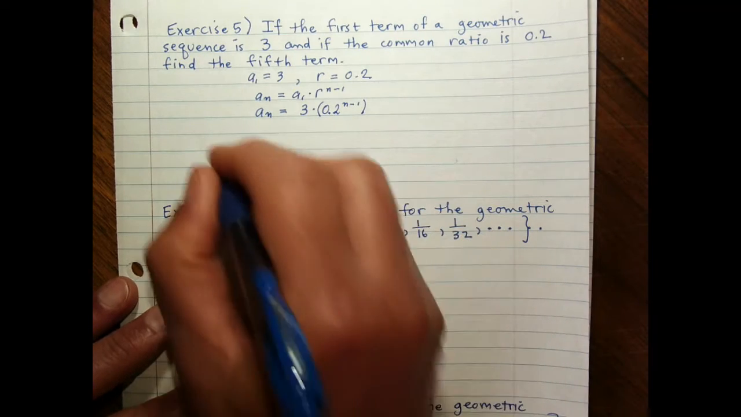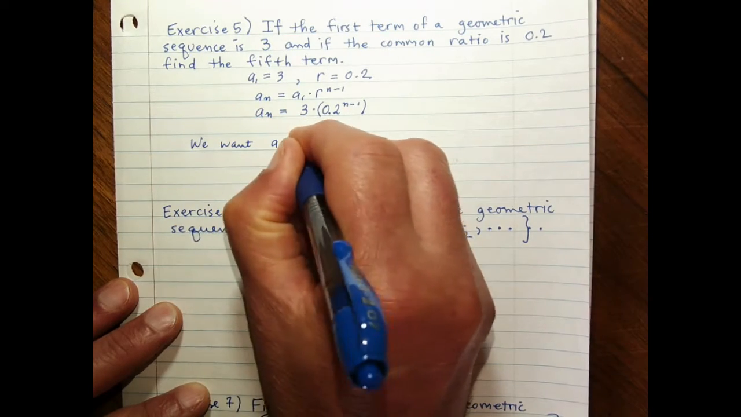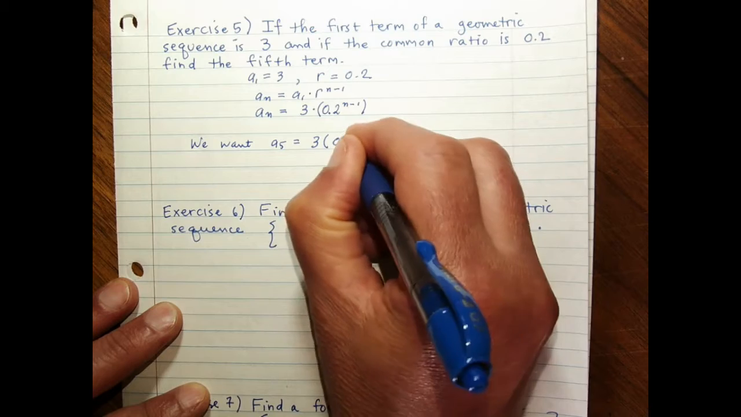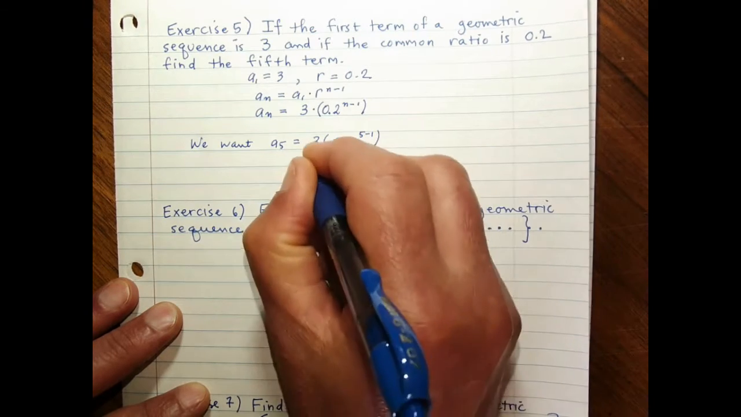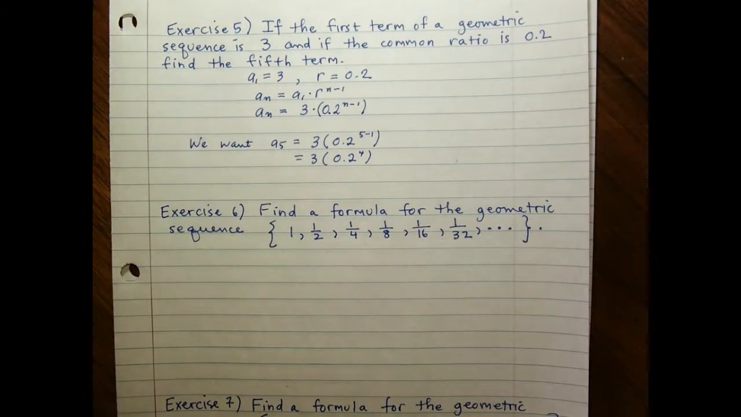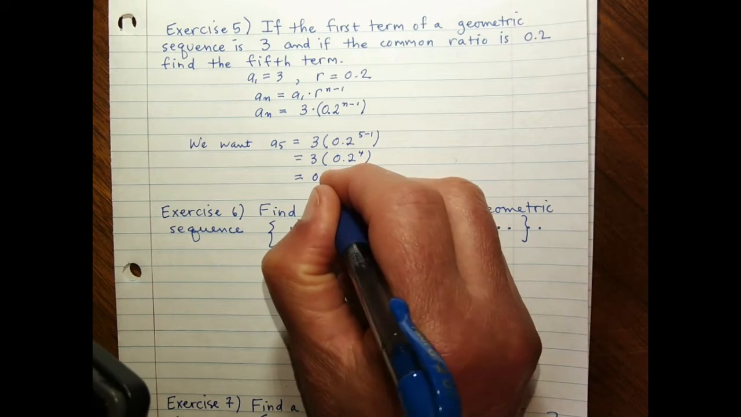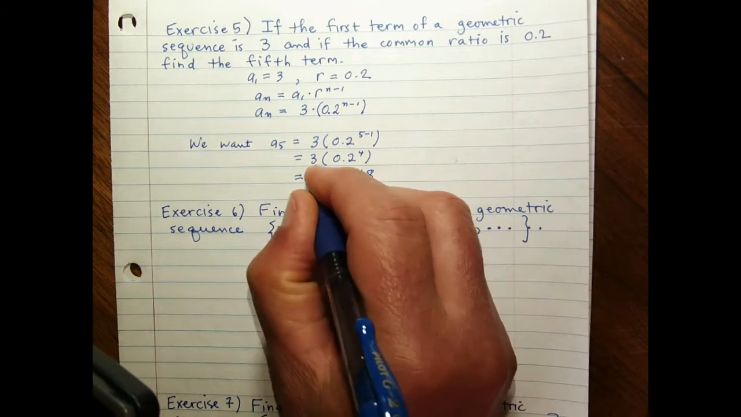And we want A sub 5, which is going to be 3 times 0.2 to the 5 minus 1, or 3 times 0.2 to the 4th power. Let's pull out our calculator. 0.2 to the 4th power times 3. And I'm just going to write this in decimal form. I have 0.0048, and that's it.